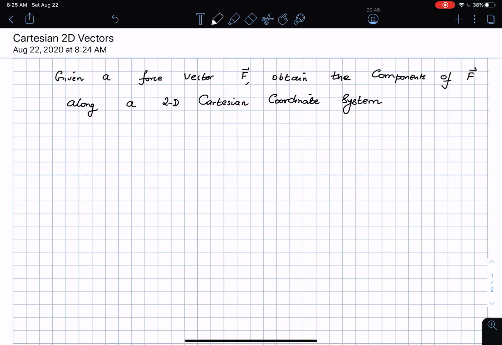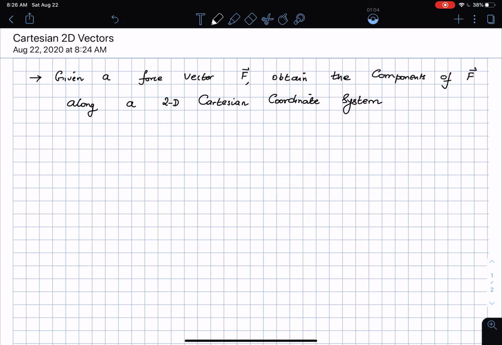Okay, so this is the question that we have to answer, and a very brief glimpse into history. Cartesian coordinate system was named after the French mathematician and philosopher René Descartes. All right. So here is the idea.